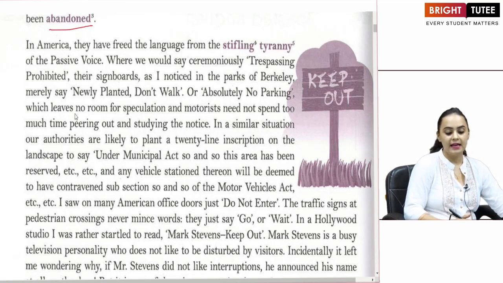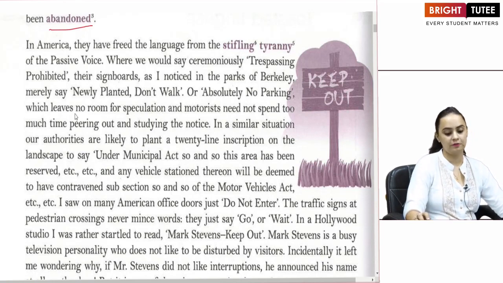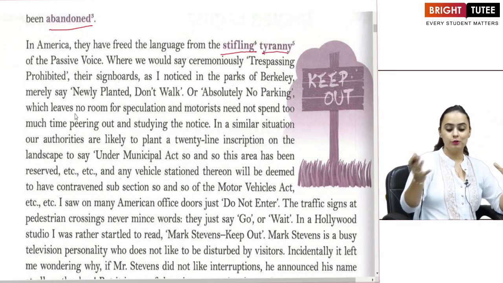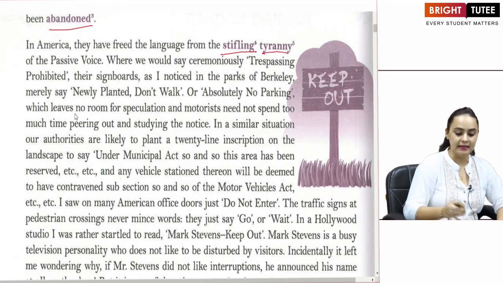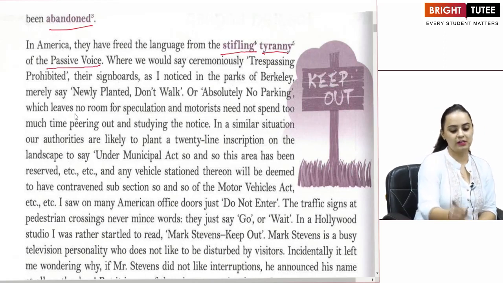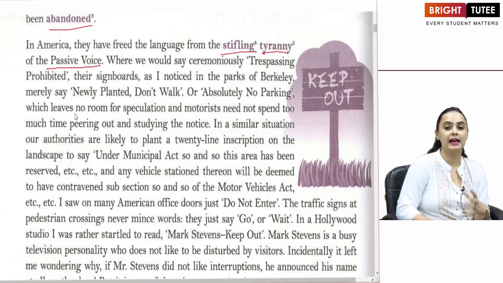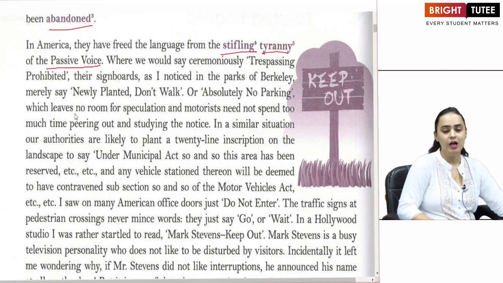He says that in America, they have freed the language from the stifling tyranny of the passive voice. Stifling, something that stifles you, something that leaves you suffocated. Tyranny means dominance, authority. So what have the people done? People have made the English language free. How? By taking away the usage of passive voice from it. When we use passive voice, the language becomes a little complicated, because the rules behind it are to be kept in mind. So it adds a little bit of complication, right?